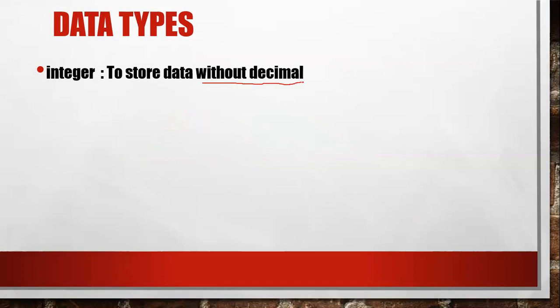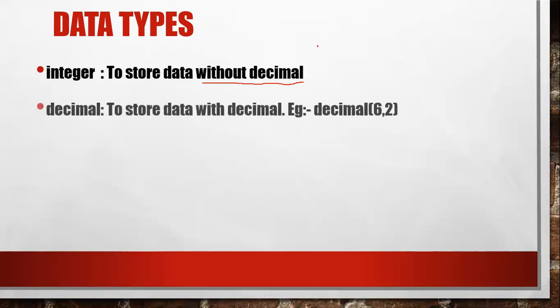Okay, so suppose we take an example like a field named age. Obviously we know that age will store the data in integer form, that is without decimal. Suppose there is a field named roll number. Roll numbers are 1, 2, 3, 4, so obviously these are data without decimal. So the integer data type is used in those fields in which we don't want to store any decimal data. We want to store only integer data, that is, without decimal data in it.